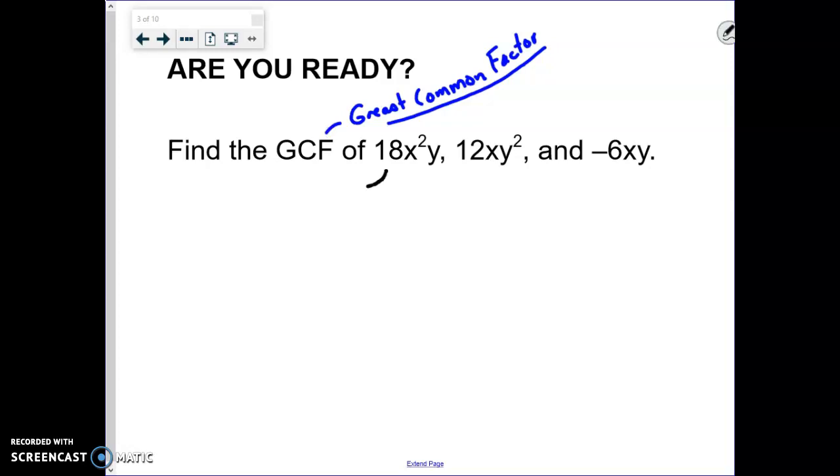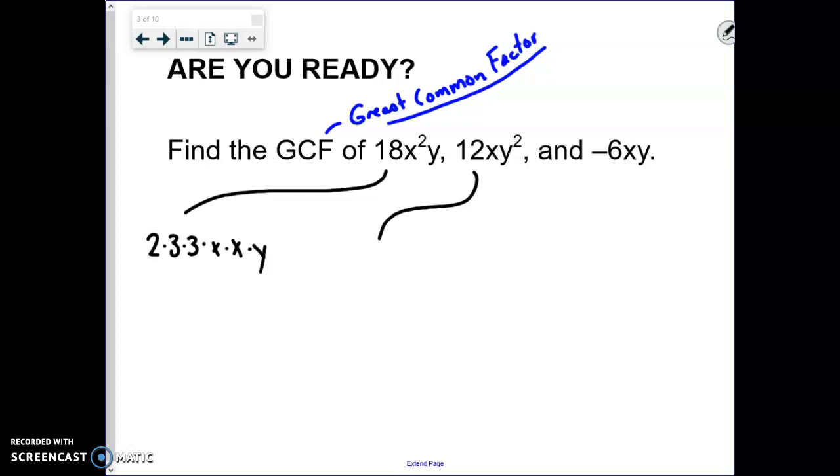So if you take a look here, I'm just going to start with 18. Ladies and gentlemen, x squared I'm going to write as x times x, and then y. You know what? I'm going to factorize 18 too. Remember, 18 is just 2 times 9, and that's 2 times 3 times 3. That gives you 18. And then x squared is x times x, and then y. So there's basically what 18x squared y is. Now I'm going to do the same thing for 12xy squared. Well, 12 is 3 times 4.